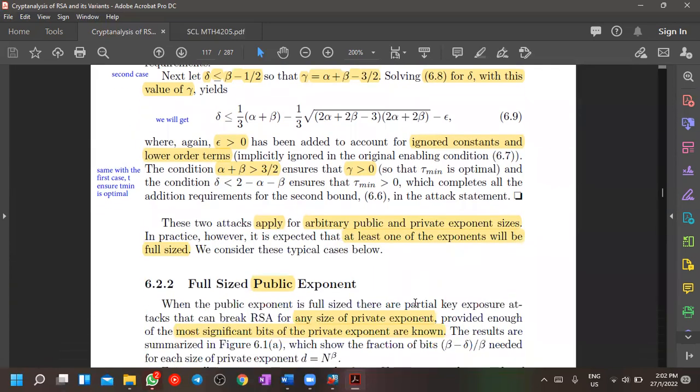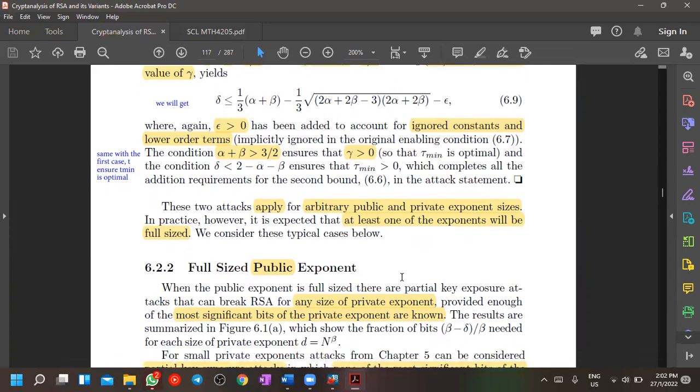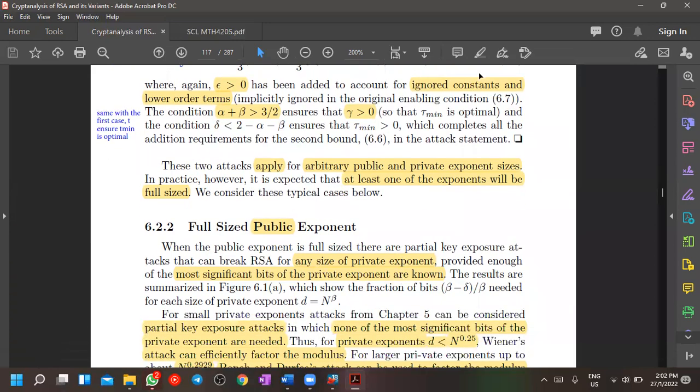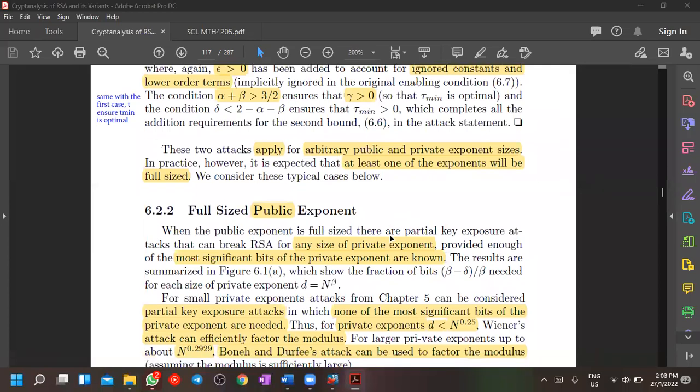So these two attacks apply for arbitrary public and private exponent sizes. In practice, however, it is expected that at least one of the exponents will be full size. So we consider these typical cases below. Firstly, I will be explaining the full-size public exponent.